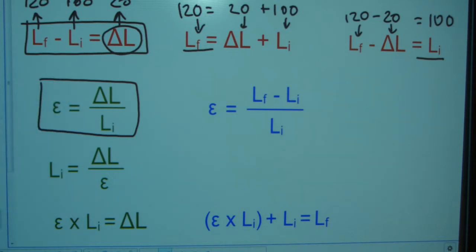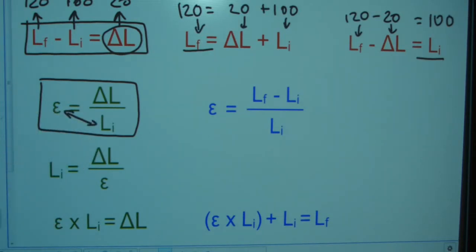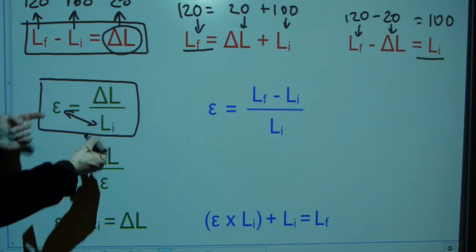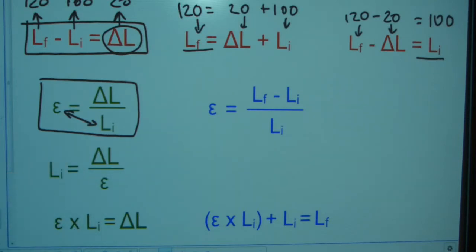Same applies to this one, just a little bit different. The L_i and the epsilon can trade places. That's a step that you memorize. So how the second equation comes about is almost the same. It's still a division. Just these two terms are traded places.